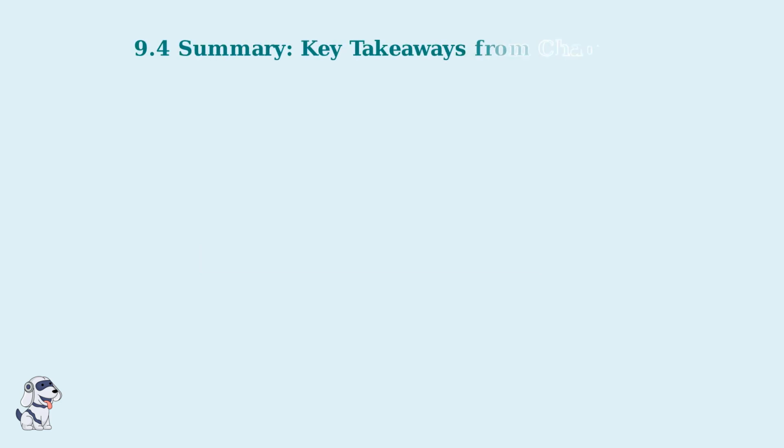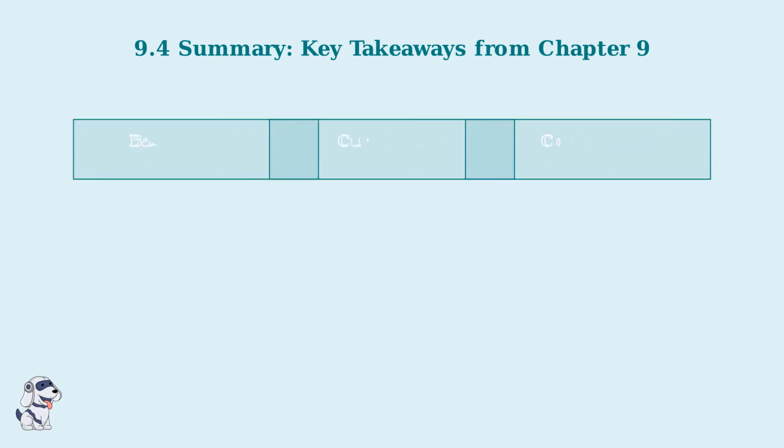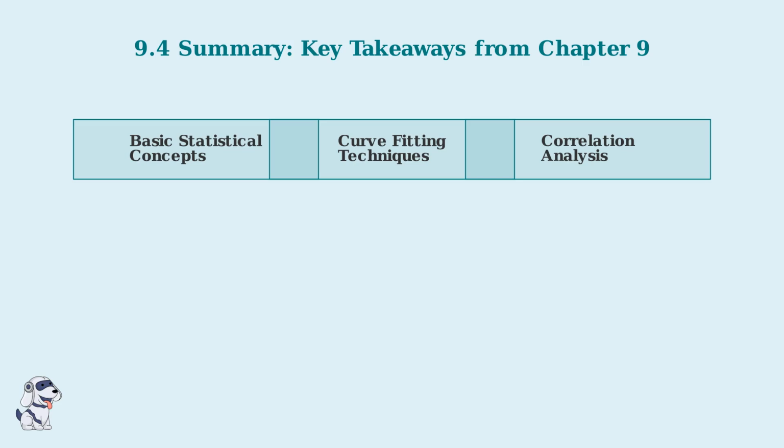We've covered a comprehensive range of statistical concepts in Chapter 9. Let's summarize the 3 key areas we explored and their most important takeaways. Chapter 9 focused on 3 fundamental areas of statistics. First, we reviewed basic statistical concepts for describing data. Second, we learned curve-fitting techniques for modeling relationships. Third, we explored correlation analysis for measuring how variables relate to each other.